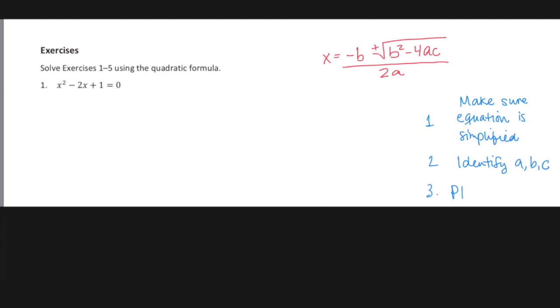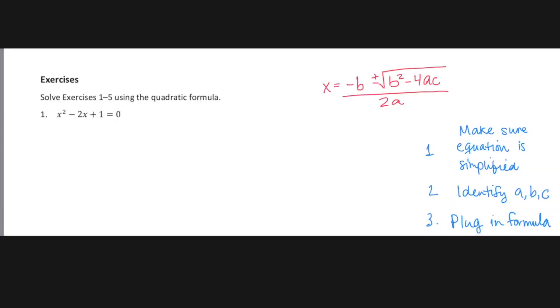The second step is to make sure that you identify a, b, and c correctly, because you have to be able to plug those into the formula. And if you plug in the wrong value, you're going to get your answer wrong, and it's just going to be a really frustrating experience for you. So let's go ahead and get started.